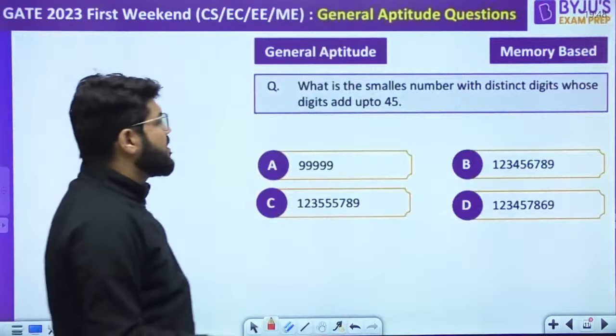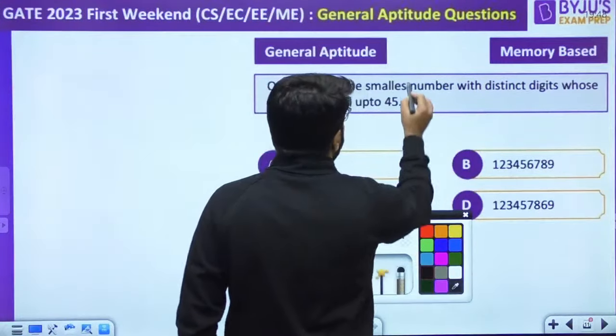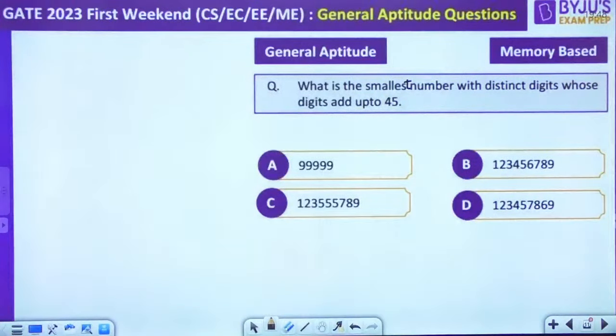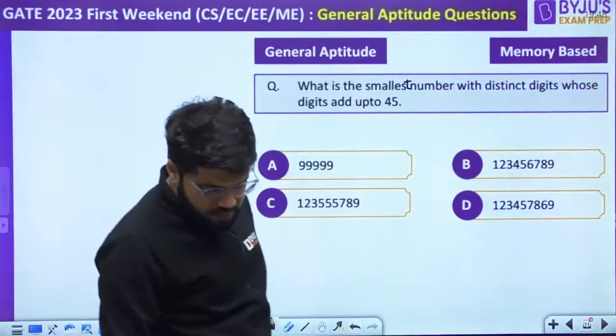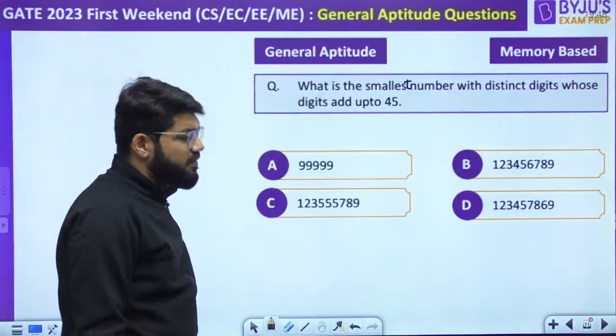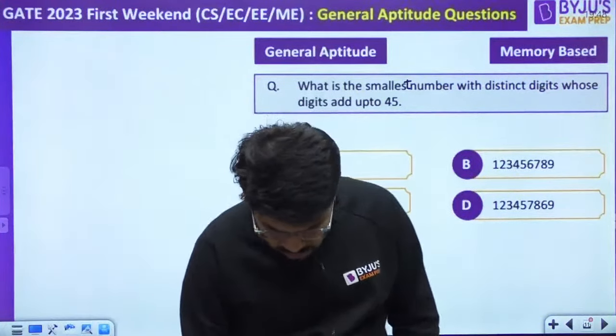Moving ahead to the next question. What is the smallest number with distinct digits whose digits add up to 45? Guys, very simple question, very fundamental. How is it going to be solved?